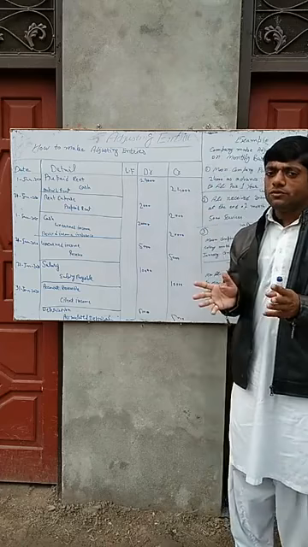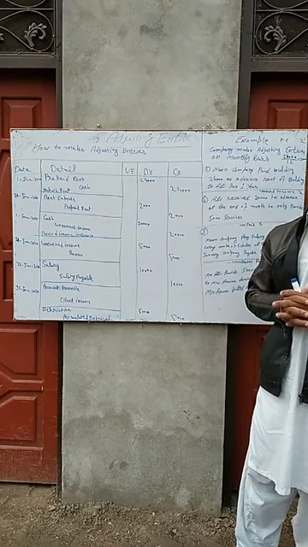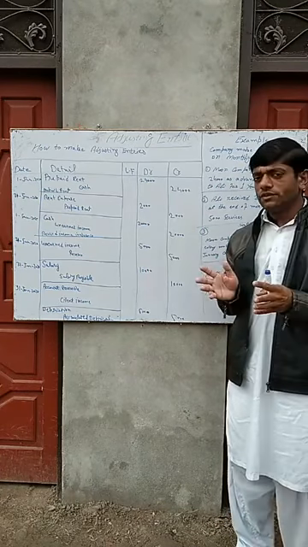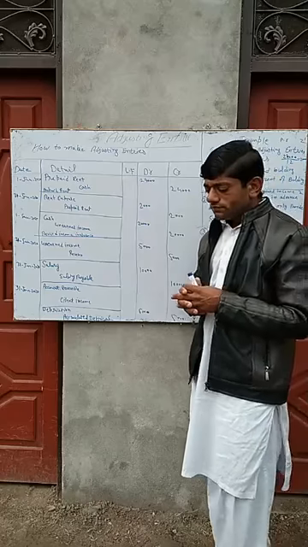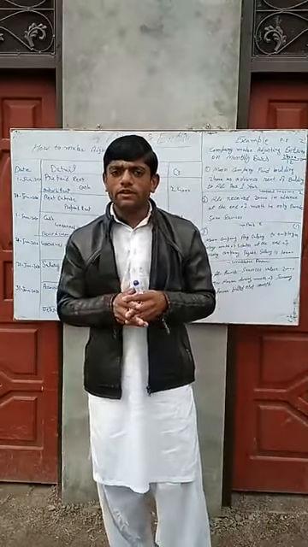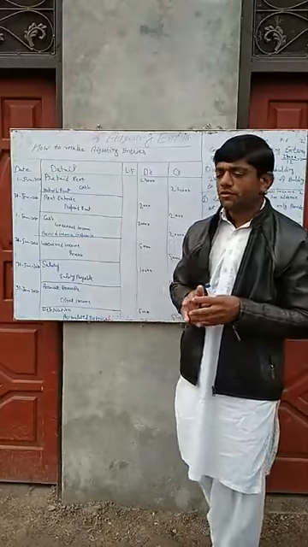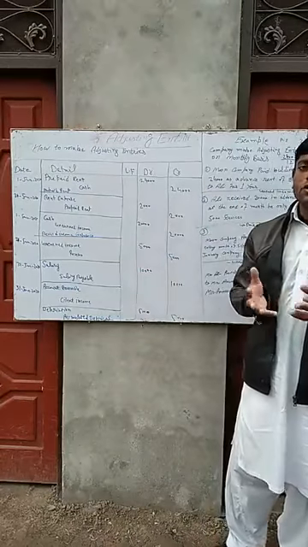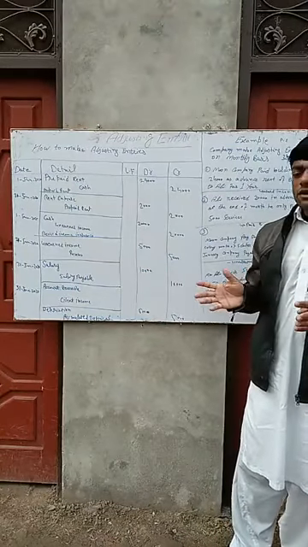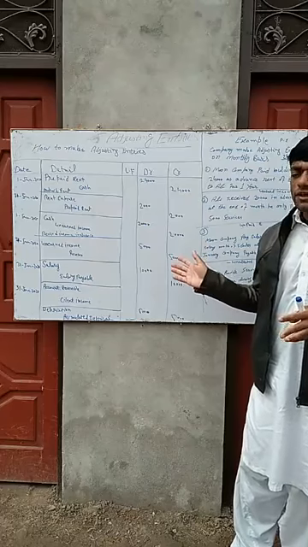After this we discussed types of adjusting entries. Types of adjusting entries include prepaid rent, outstanding expenses, unearned income, receivable income, and depreciation. Next we discussed how to make an adjusting entry with an example.